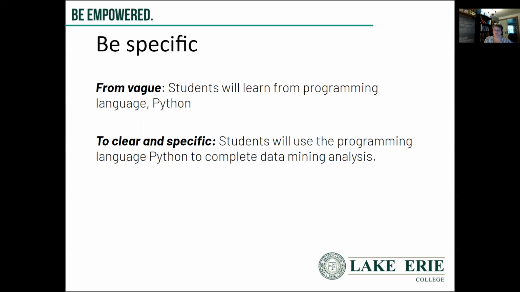So I want to move from vague to clear. And so let's look at an example of a vague learning objective. Students will learn the programming language Python. Okay, what will they learn and how will I know that they learn it? So let's look at the improved version of that. Students will use the programming language Python to complete data mining analysis. So I'm much more specific about what it is my students are going to be doing with this programming language.